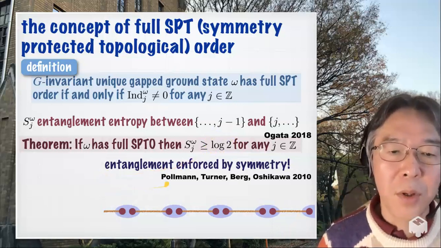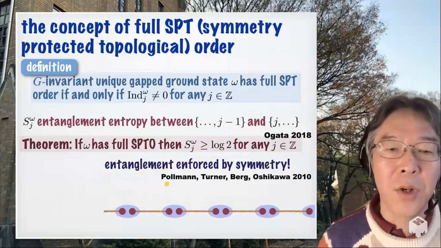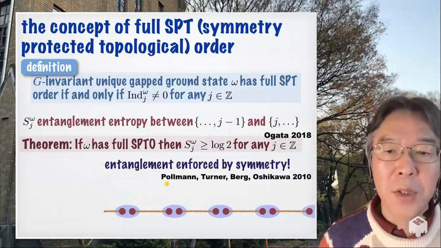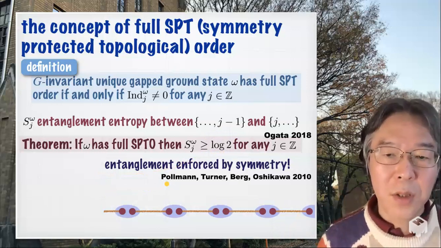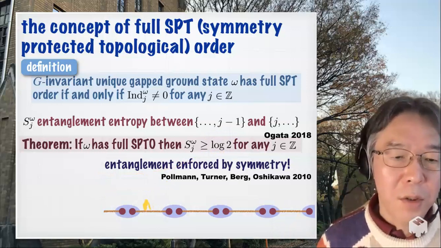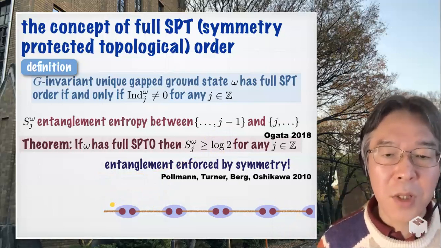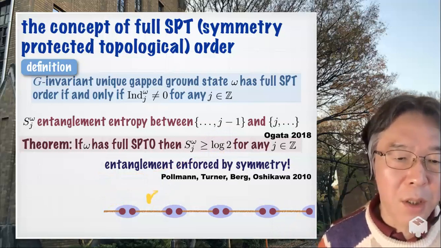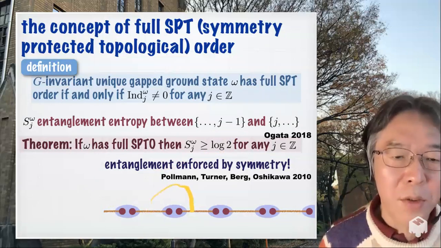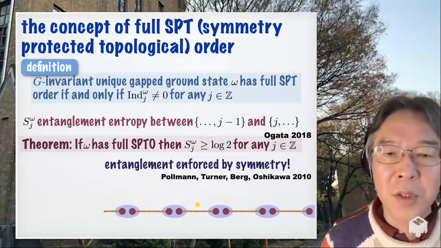And according to Pollmann, Turner, Berg, and Oshikawa, this is one of the essential features of symmetry protected topological order, or a non-trivial symmetry protected topological phase. So, you know, here's a state with full SPT order. This is a VBS state. If you cut here, you see entanglement. Whenever you cut here, you see entanglement.